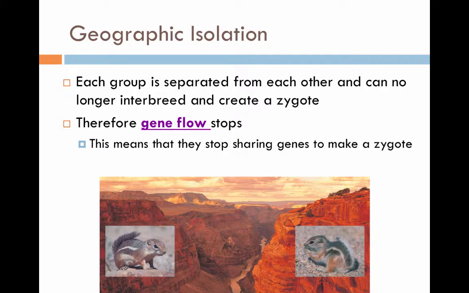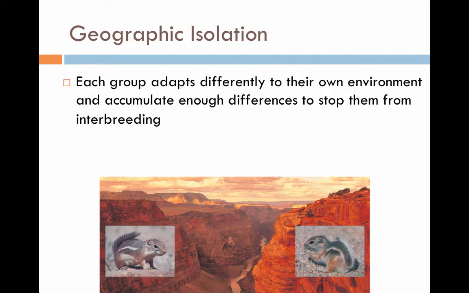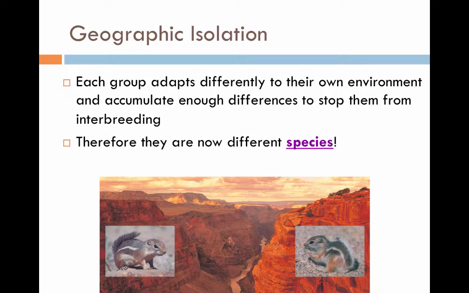This means that they stop sharing genes to create a zygote. For instance, the squirrels on the left will never have sex with the squirrels on the right, and therefore they aren't sharing genes to make a baby. Each group now adapts to their own environment and accumulates enough differences to stop them from interbreeding. Therefore, they are now different species because they cannot interbreed. Back to the squirrels: the squirrels on the left adapt to the environment and evolve over millions of years. The squirrels on the right adapt to their environment and evolve over millions of years. Eventually, they are so different from each other that they can no longer interbreed and produce fertile offspring.